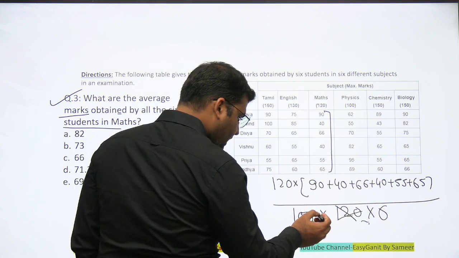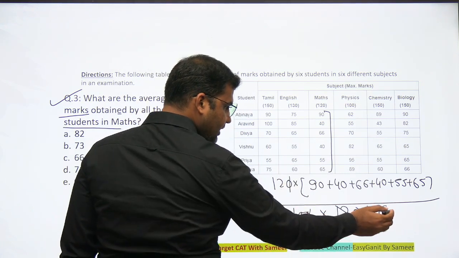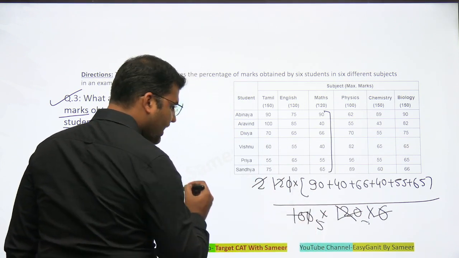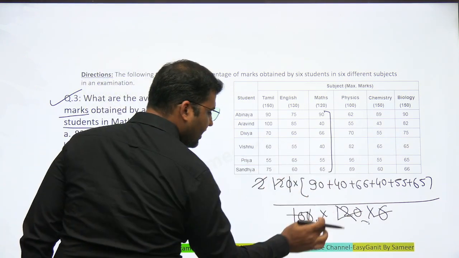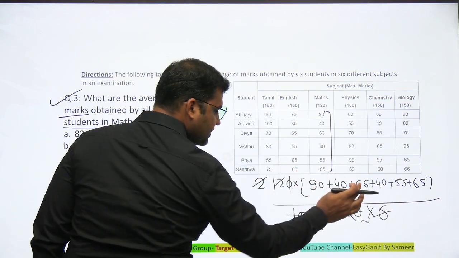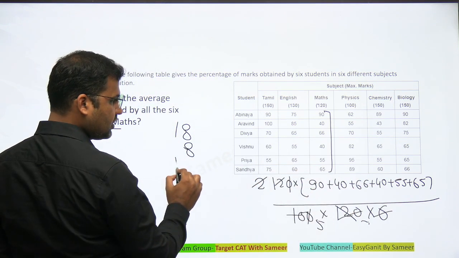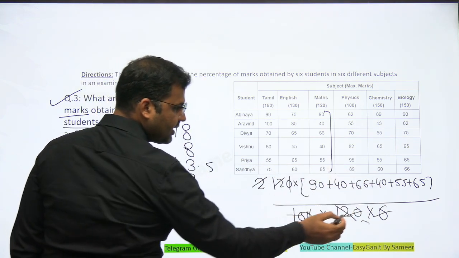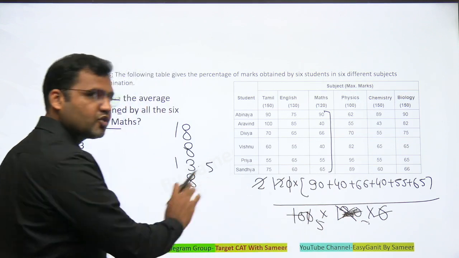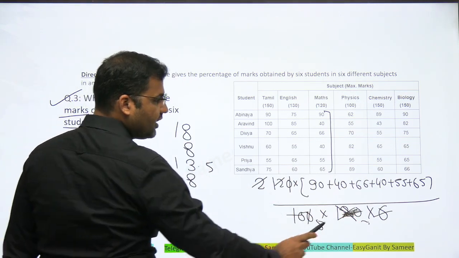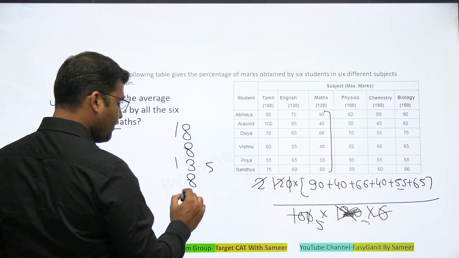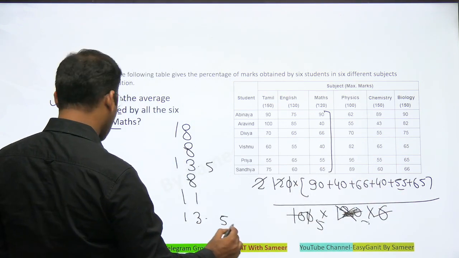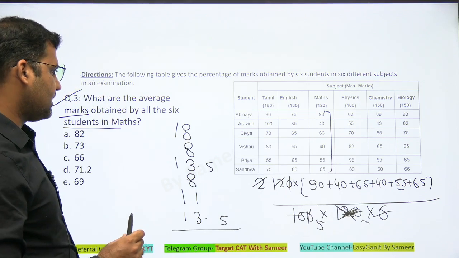Now you see this here. This gets cancelled. 6 will cancel on 2. This will cancel on 5. 90 by 5 would be 18. 40 by 5 would be 8. 66 by 5 would be equal to 13.5. 40 by 5 will be 8, right? This 120 will not come in the denominator because we are supposed to find out average, not average percentage, right? And this would be 11, and this would be 13.5. Now add them up, you will get your answer, right?